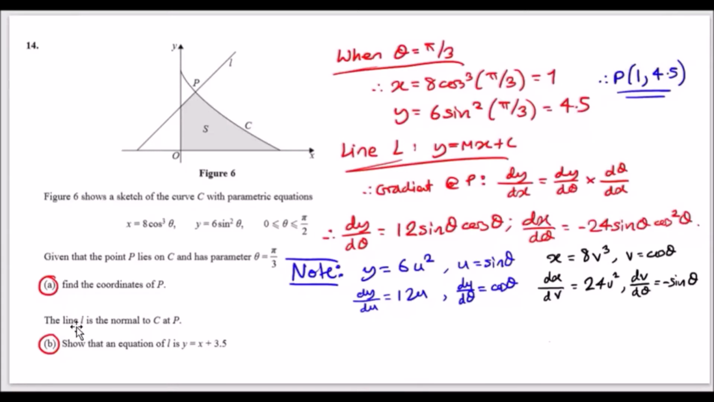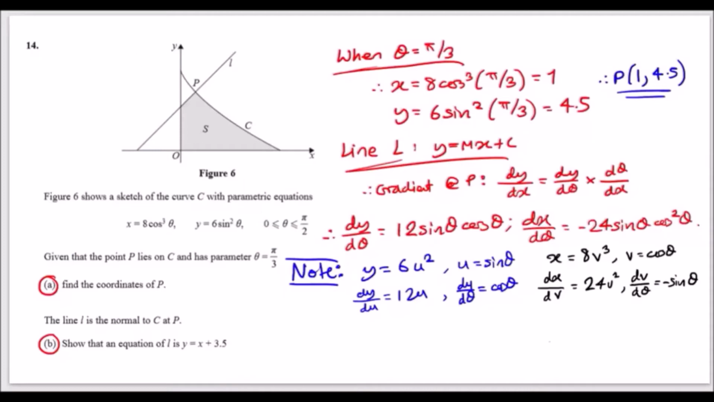Next one: the line L is the normal to C at P. So the normal is over here, which means that it's perpendicular. It is a tangent equation, but it's perpendicular to it as well, so it's completely 90 degrees. Show that you can form this equation. Okay, so that's what the line equation is going to be.